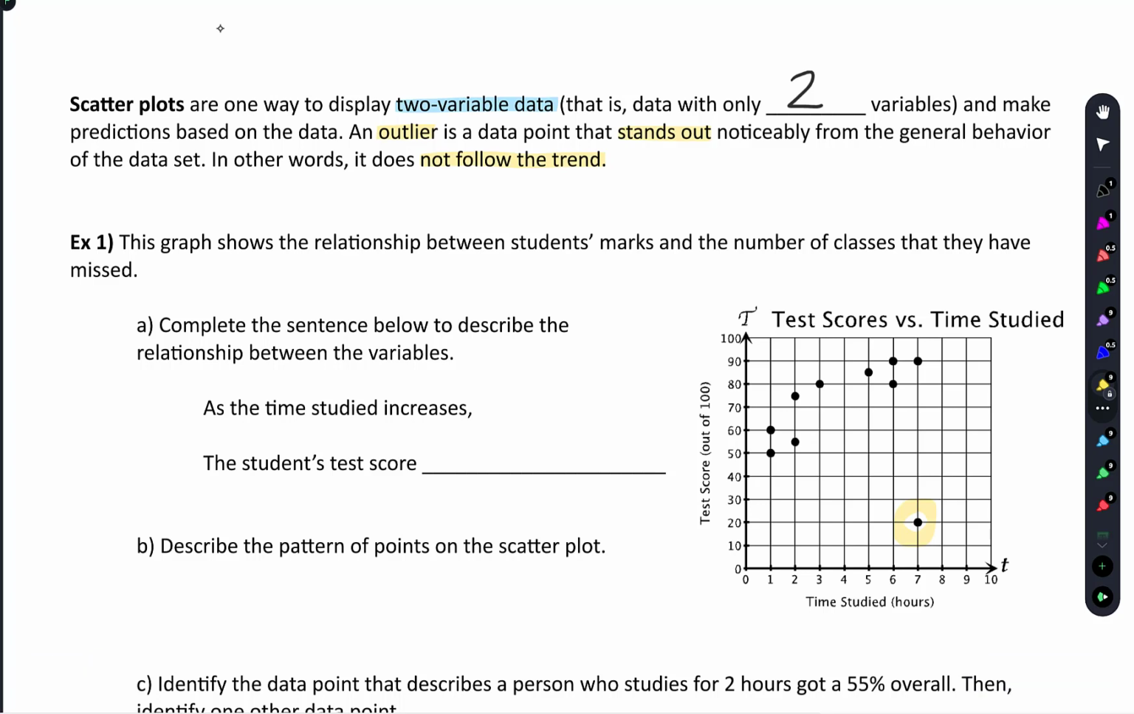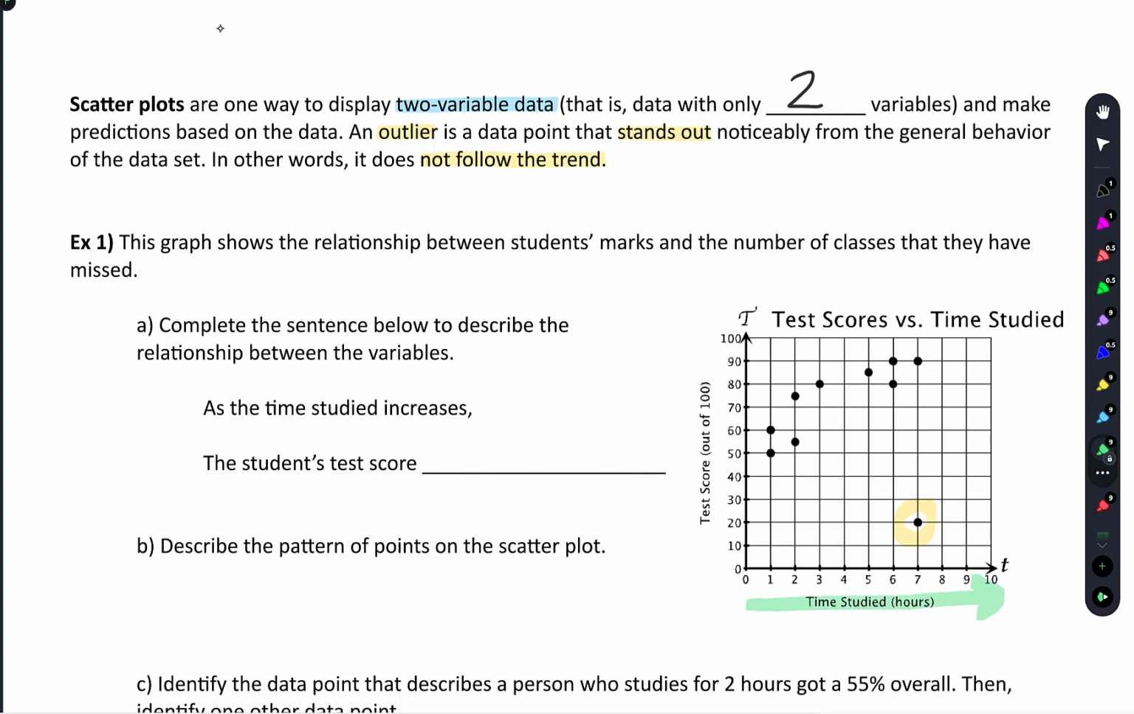Okay, so one thing I did mention is that when we have these scatter plots, we can start making predictions from them, or talking about how the trend or how the graph is changing. And one way that we do this is through a sentence. So part A has us working on those types of sentences. It says, as the time studied increases, and that involves us taking a peek at the graph. So where does time studied show up? Well, that's right here. And if it's increasing, that means we're moving towards the right.